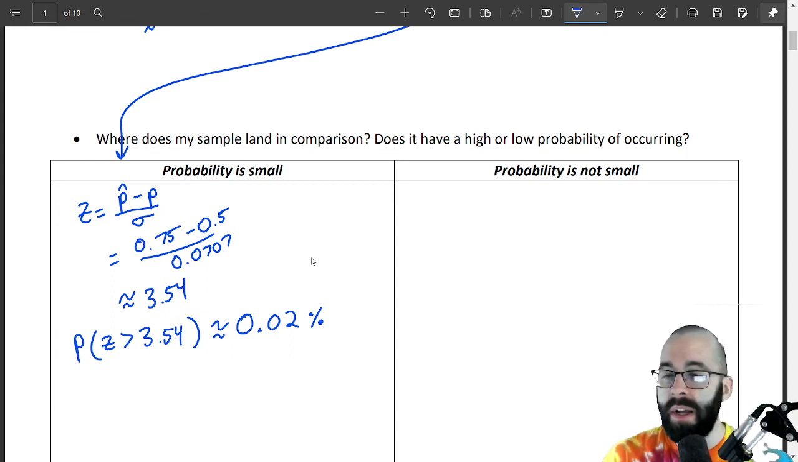Sometimes the probability might not be small. Maybe we calculated and we're only 1 standard deviation from the mean, and we'll say, yeah, maybe we just got unlucky, all right? So these are two kinds of outcomes. This is our outcome here.